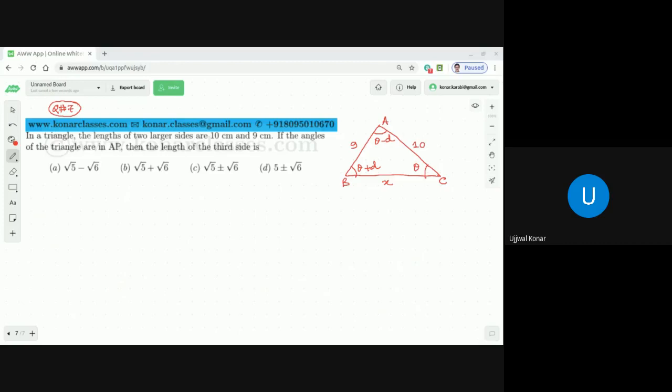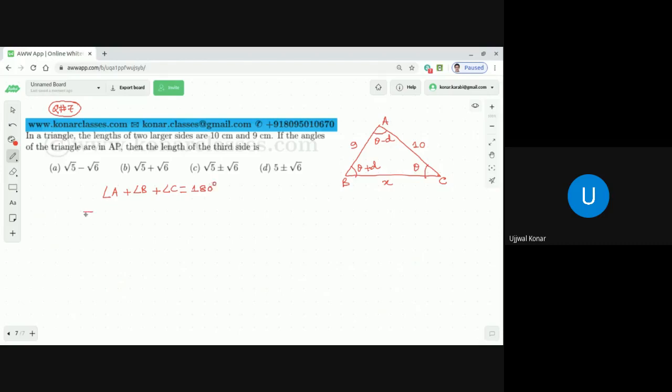So let me do one thing. We take this angle as theta minus t, this one theta plus t, and this one we take as theta. Okay, all right. Now, as we know, angle A plus angle B plus angle C is equal to 180 degrees.